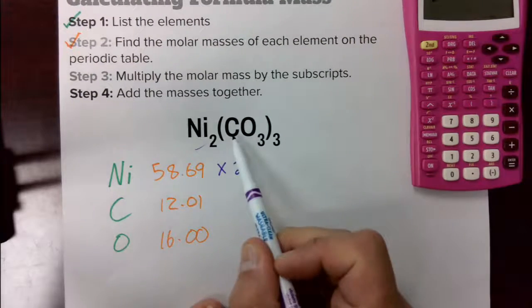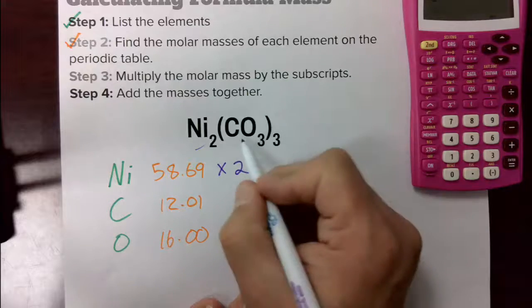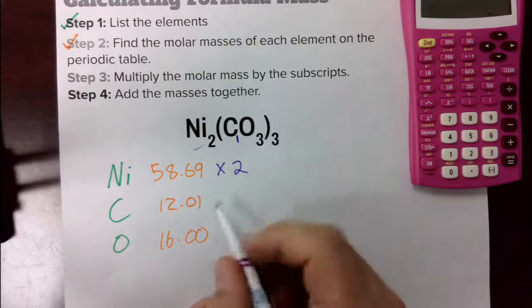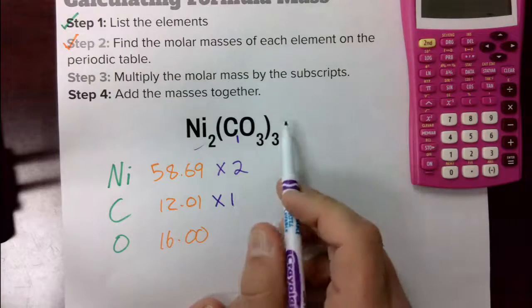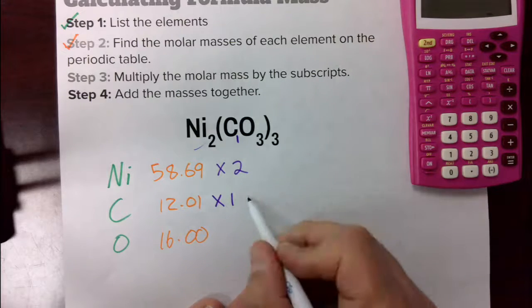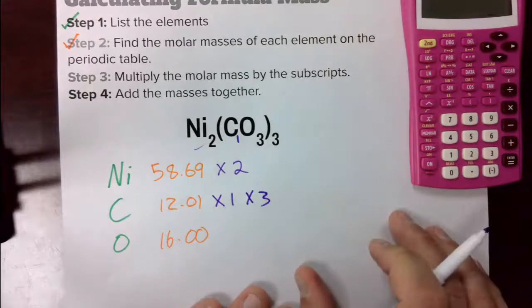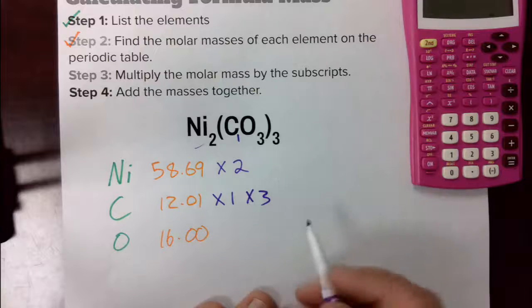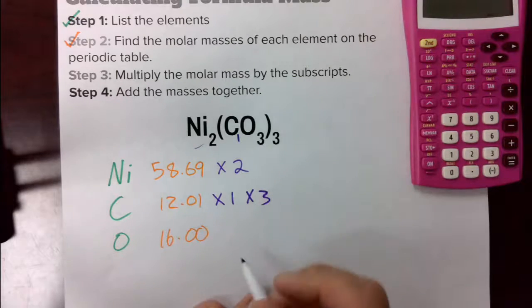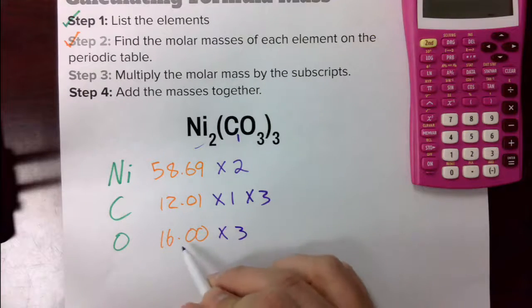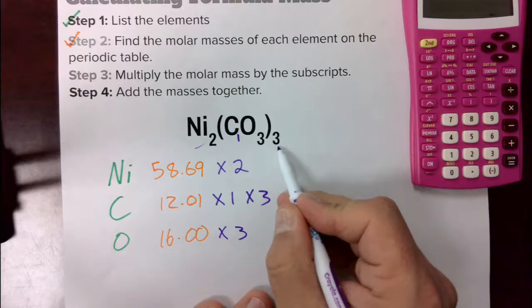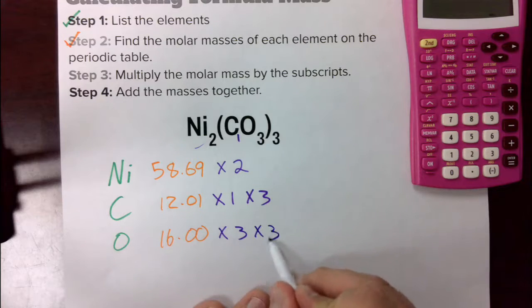Carbon, though, is in the parentheses. There's no number actually touching carbon, so we assume that is a 1. So we multiply by 1, and we have to multiply by the number outside the parentheses, times 3. Oxygen is also in the parentheses. It has a number touching it, so it's 3, so it's 16 times 3. But we have to multiply by the number outside the parentheses as well, times 3.